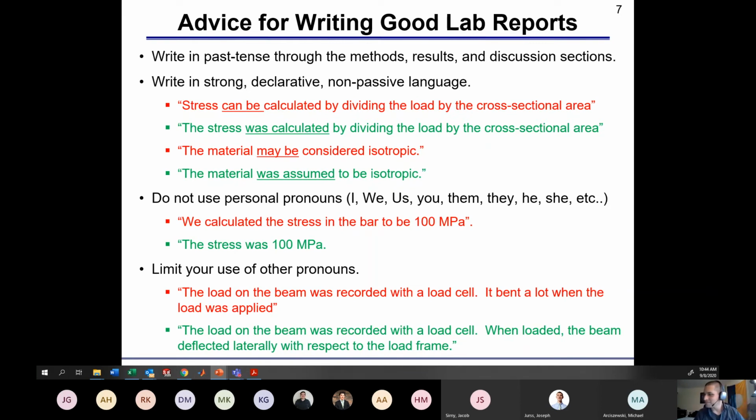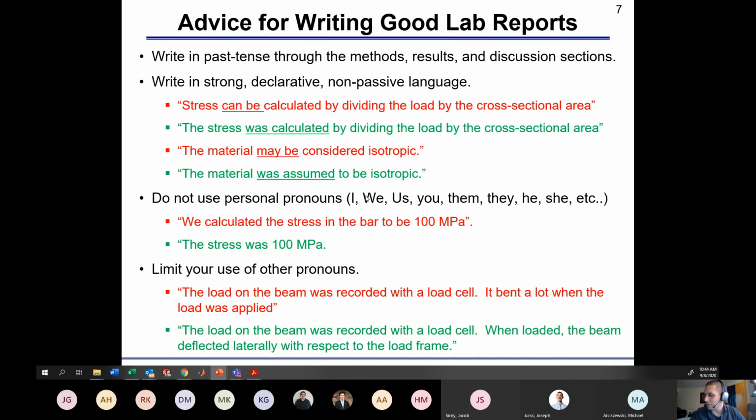Rawr. Okay? The material may be considered isotropic. Okay, did you make that assumption? Like, be strong and valid, all right? The material was assumed to be isotropic. We assumed it. Rawr. Okay?